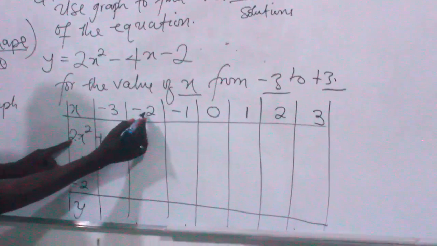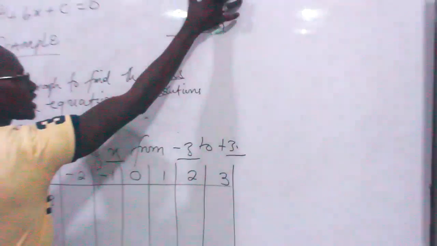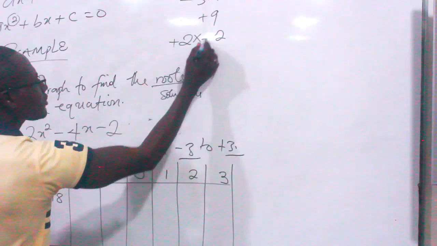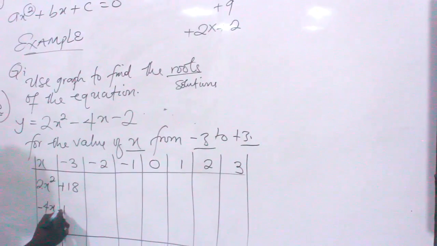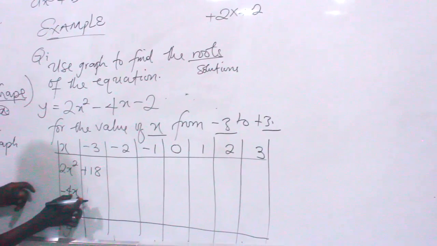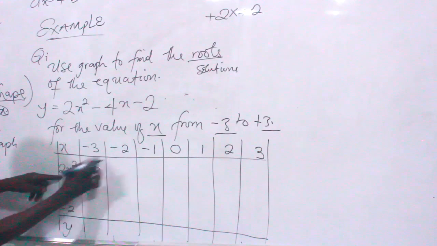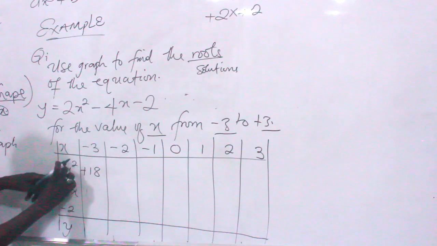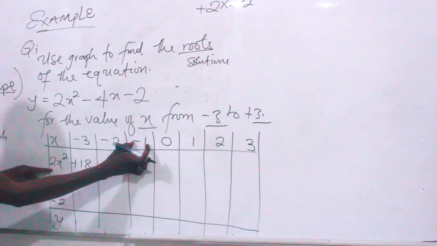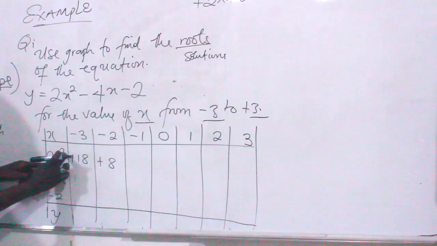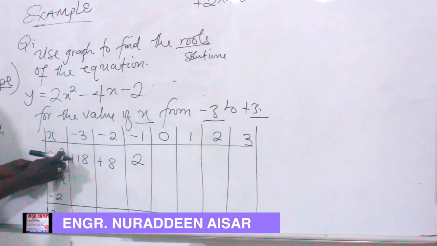Next, we have minus 2 squared, which is the same as minus 2 times minus 2. Minus, cancel minus, we have 2 times 2, which is 4. So here we have 4, which is x squared, gives 4. 4 times 2 will give you plus 8. Minus 1 squared will give you 1. 1 times 2 gives 2. 0 squared will give you 0.